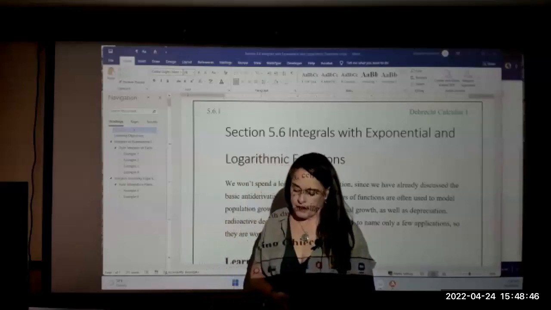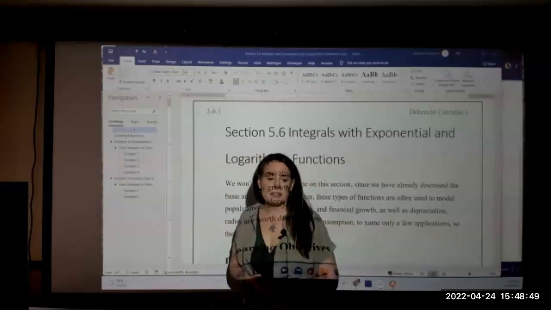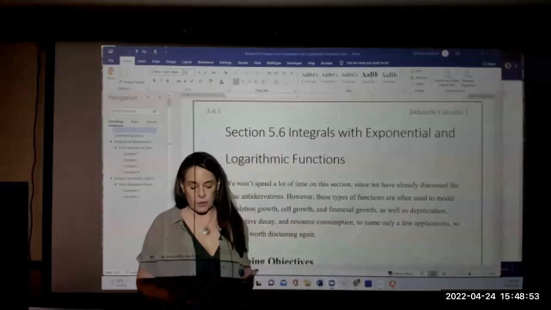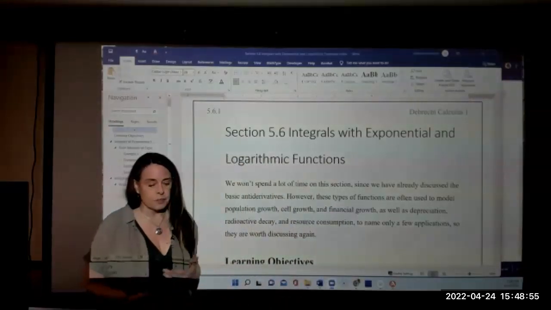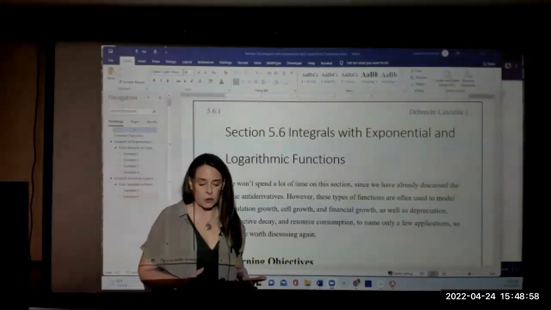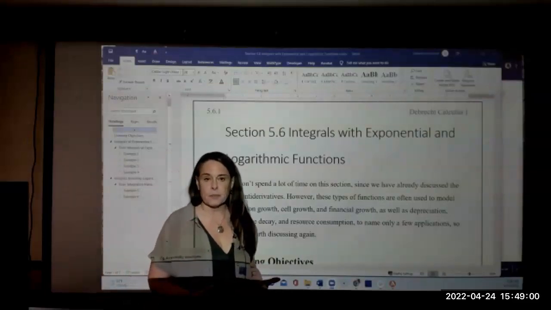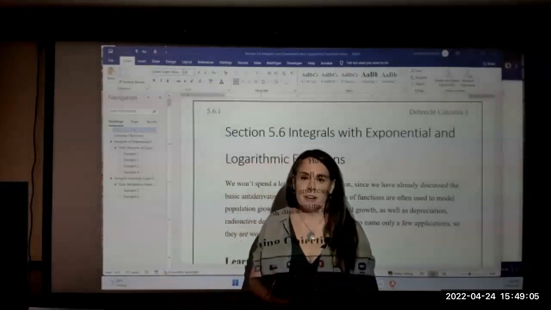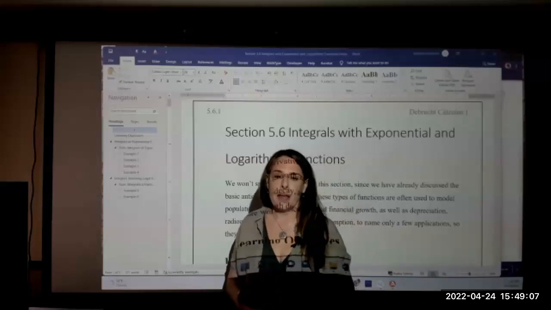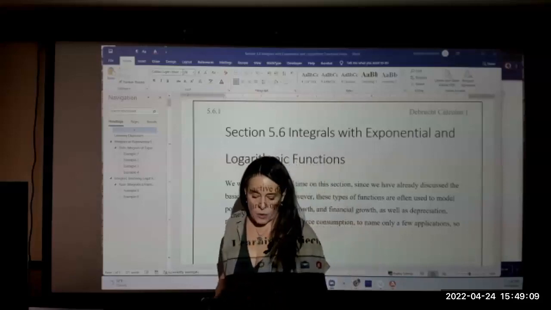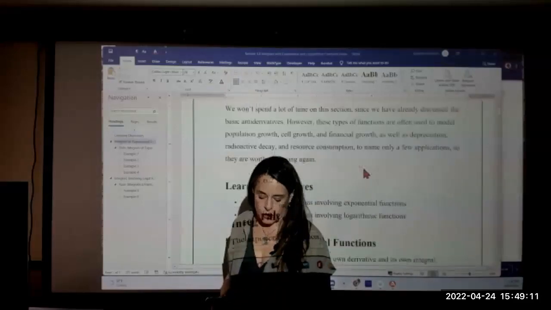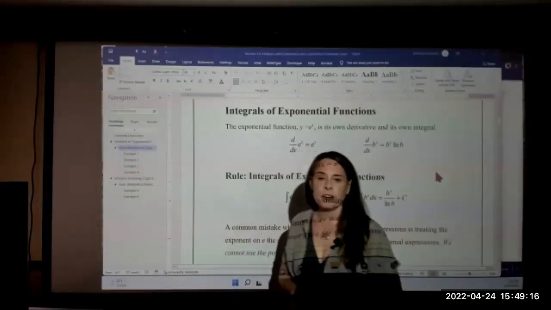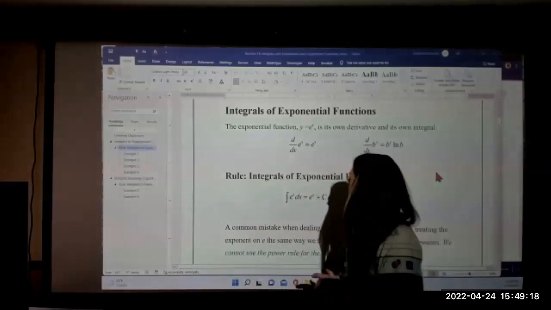Remember that these types of functions are often used to model things like population growth, cell growth, financial growth, radioactive decay, depreciation of loans, resource consumption, many, many different types of applications. So they're certainly a very important part of applied mathematics. What we want to do today is learn about the formulas for the integrals involving exponential functions and the integrals involving natural log.